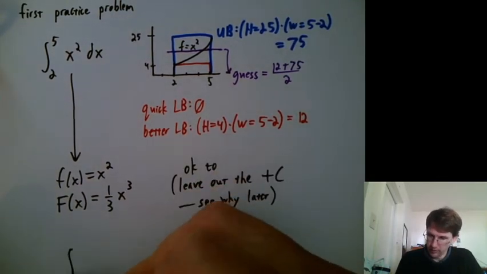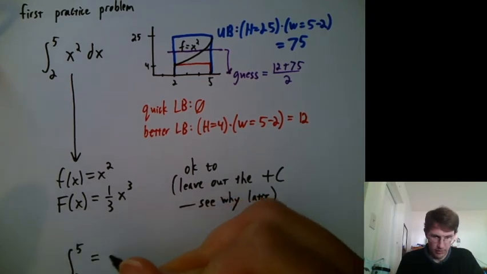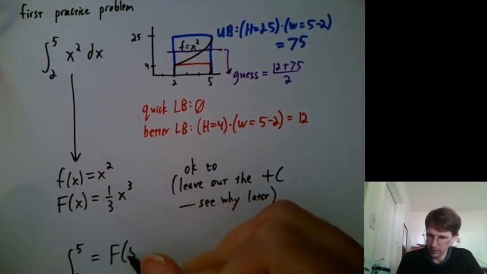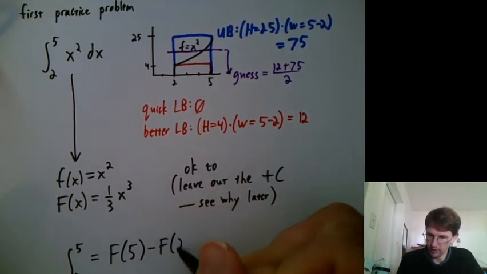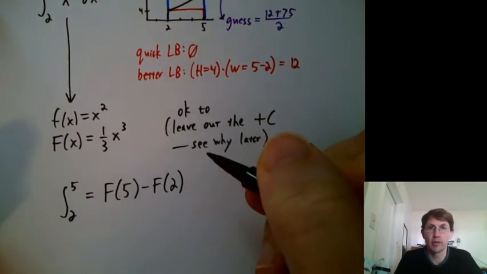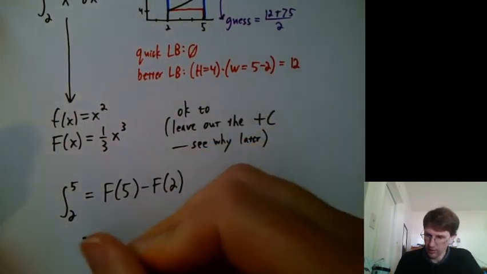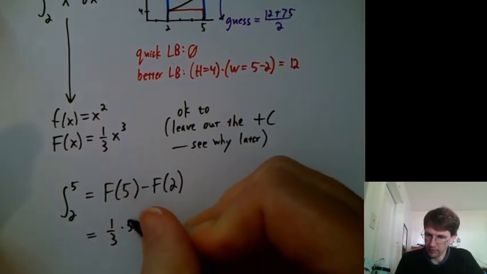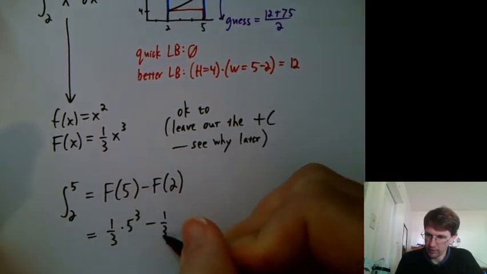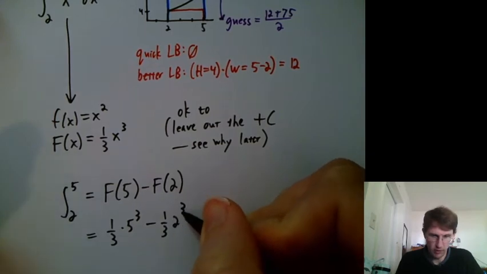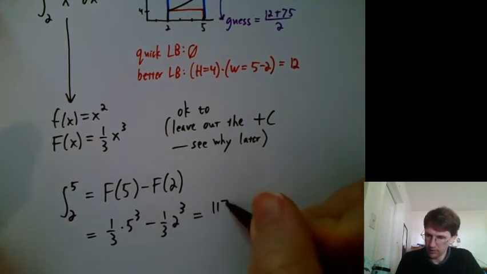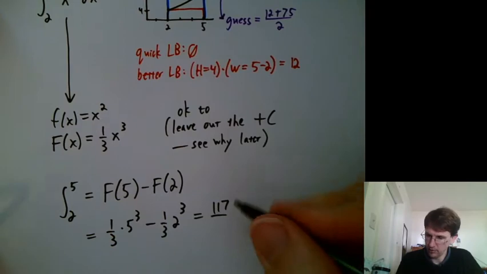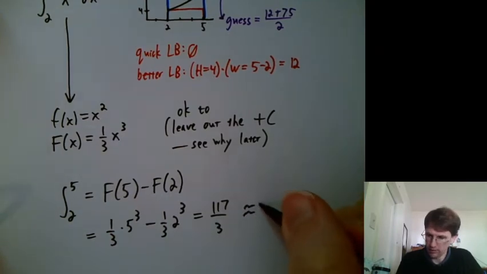All right, so this integral from 2 to 5 is big F of 5 minus big F of 2. That's what the fundamental theorem of calculus part 2 says. What is big F of 5? It's 1/3 times 5 cubed minus 1/3 times 2 cubed. If you do all those fractions, you get 117 over 3, which is 40-ish.